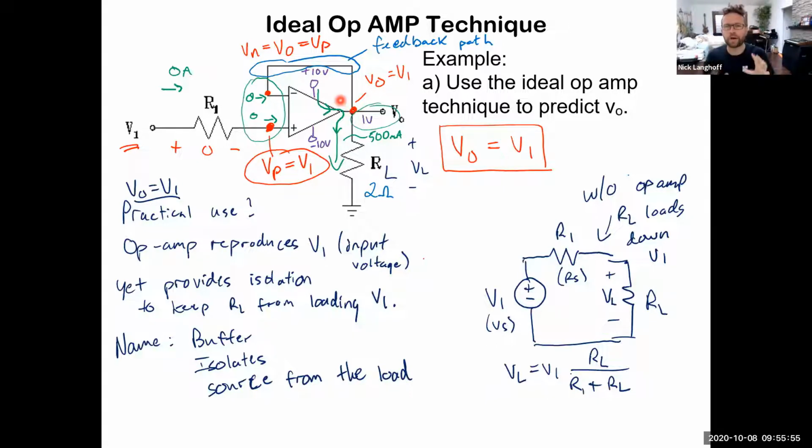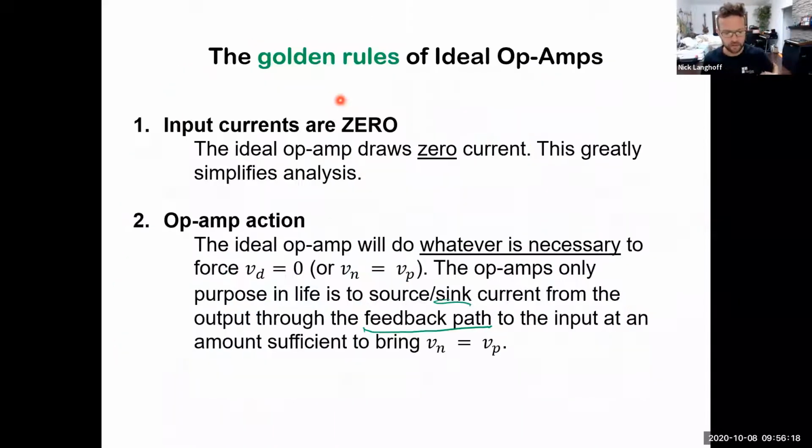That's one of the things I want you to think of when analyzing op-amp circuits. Think of the op-amp as having a purpose or personality. It has a single track mind. Its only purpose in life is to source current out of the output pin or pull current into the output pin in order to make VN equal to VP.